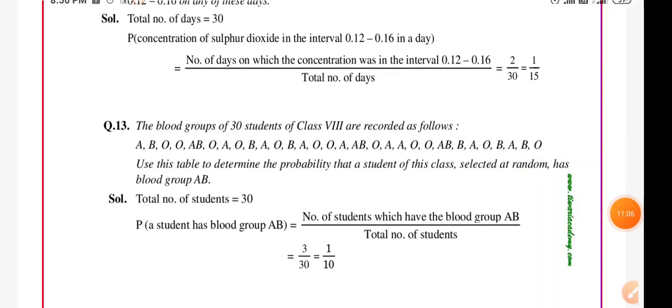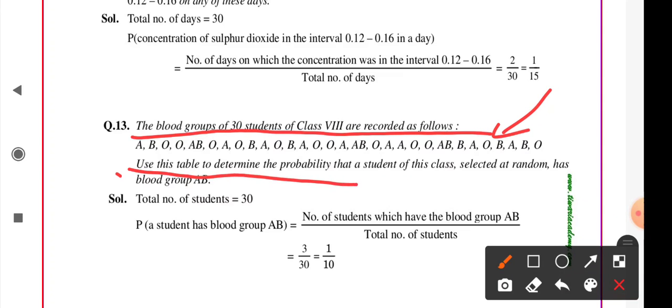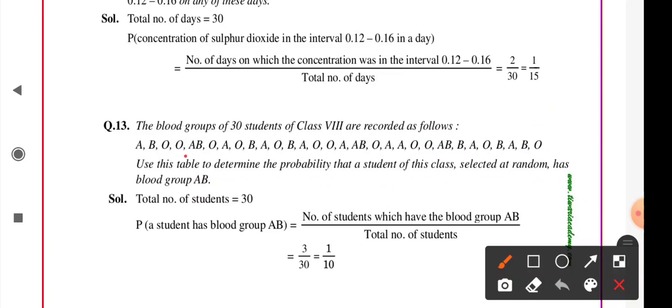Similarly, you can do question number 12. Now we are moving to the last question of this exercise. The blood groups of 30 students in class 8 are recorded in this table. Now use this table to determine the probability that a student of this class selected at random has blood group AB. So first we have to see how many AB there are.